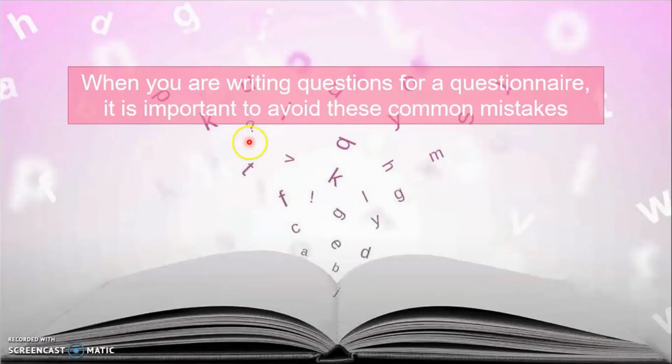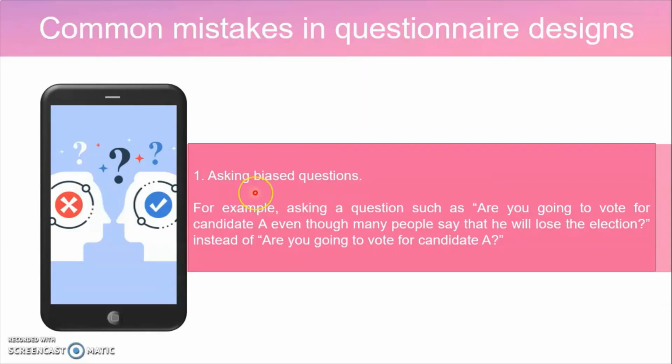So when you are writing question for a questionnaire, for example in a Google form, it is important to avoid these common mistakes. The first common mistake is asking biased questions. By asking questions in certain way, the researcher can lead the respondents to answer in the way he or she wants them to. So for example, asking a question such as, are you going to vote for candidate A even though many people say that he will lose the election, instead of, are you going to vote for candidate A?